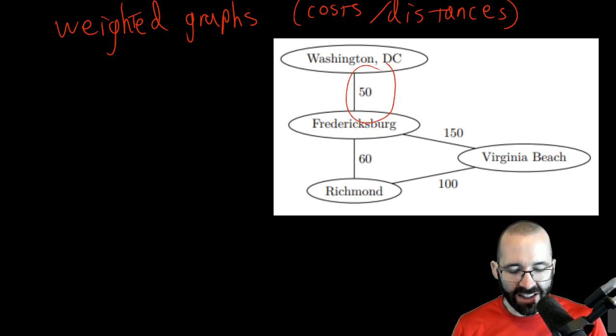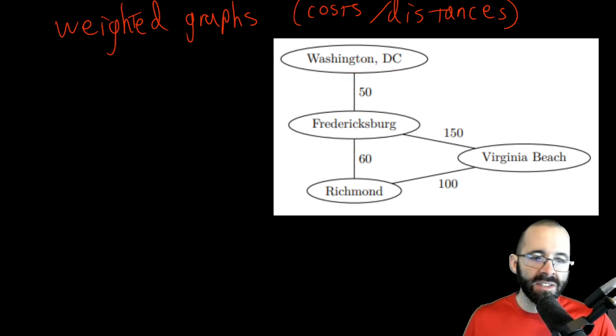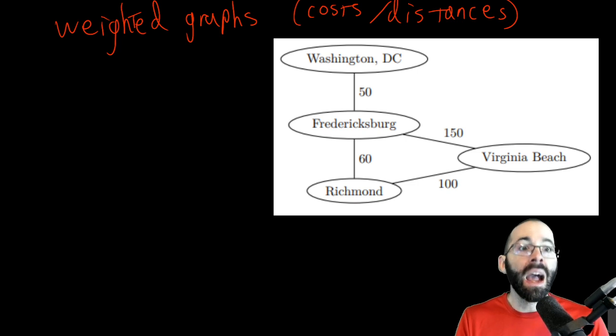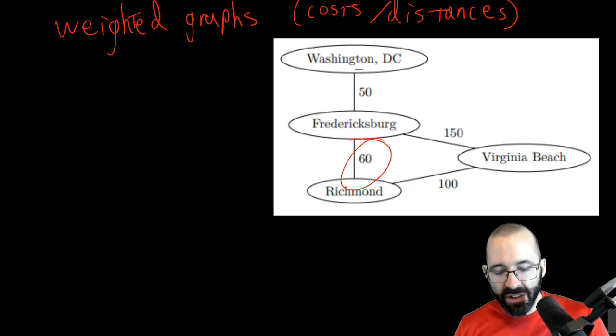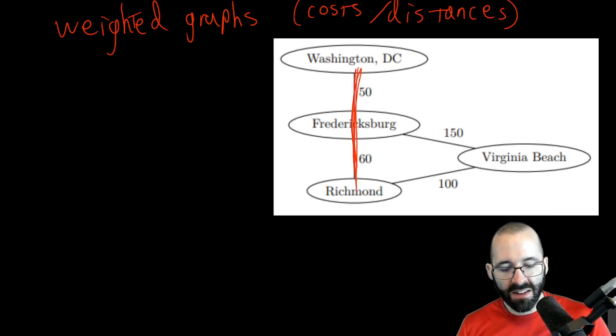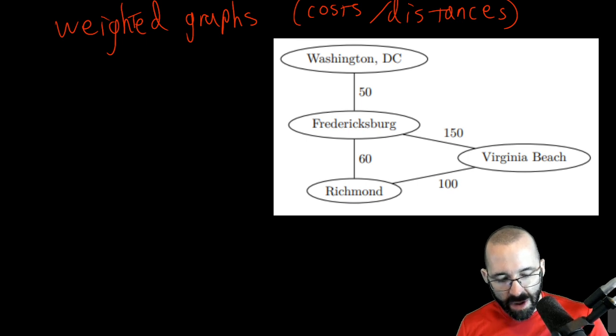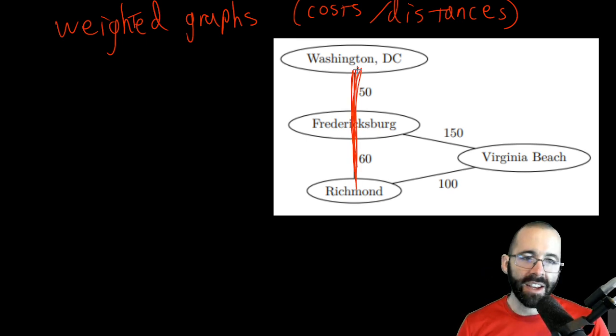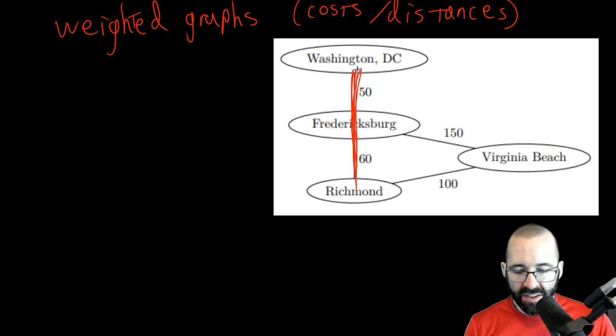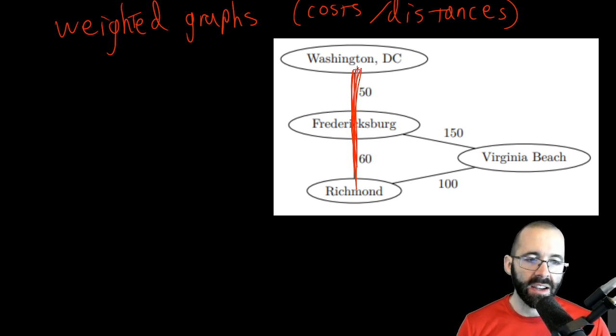Anyway, from Washington, D.C. to Fredericksburg is maybe 50 miles. Fredericksburg to Richmond is 60 miles. And now these topics of paths have very physical meanings as well, right? The path from Washington, D.C. to Richmond is 110 miles. And then there's also a path, yeah, you got the idea. And it could also be costs if we're thinking of purchasing something or unlocking things. If I'm thinking about video games, you could also make graphs like that.